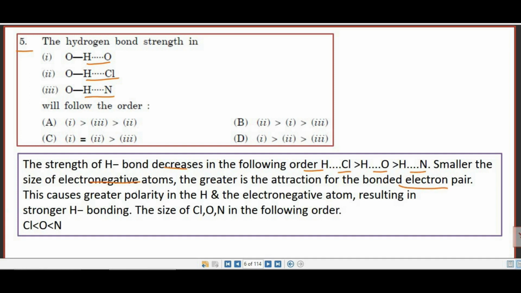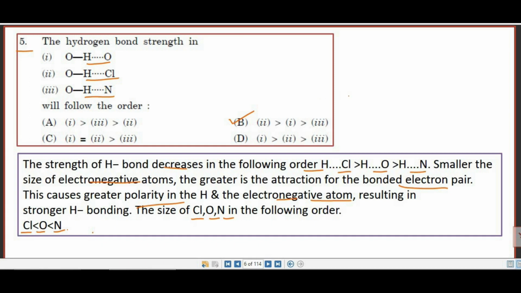This causes a greater polarity in the hydrogen and electronegative atom, resulting in strong hydrogen bonding. The size of chlorine, oxygen and nitrogen is in the following order: chlorine less than oxygen less than nitrogen. Hence, here option B is correct.